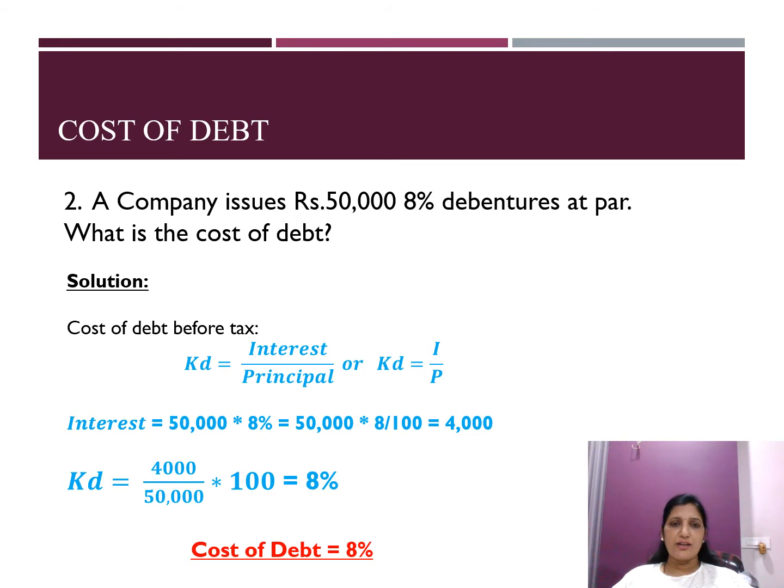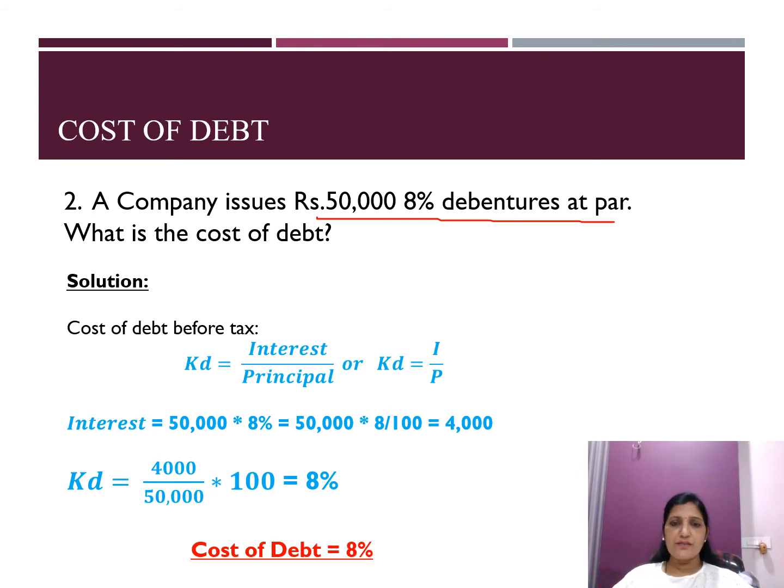We'll start looking at the problems over here. A company issues rupees 50,000 8% debentures at par. What is the cost of debt? Since it is at par, we'll take this formula: KD is equal to interest by principal. The tax rate is not given, so we will not take tax into account over here.